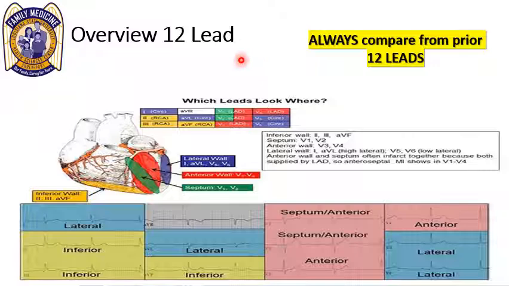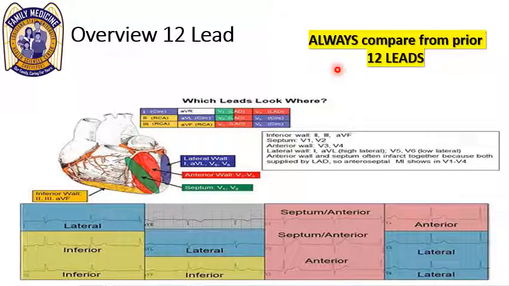Alright, so this is the overview of a 12-lead. I'm sure you've all seen them. And the really important note on this slide is always compare from prior 12 leads. And in Epic, you'll be able to do that under the chart review tab under cardiac procedures, and there's a little button that says EKG.